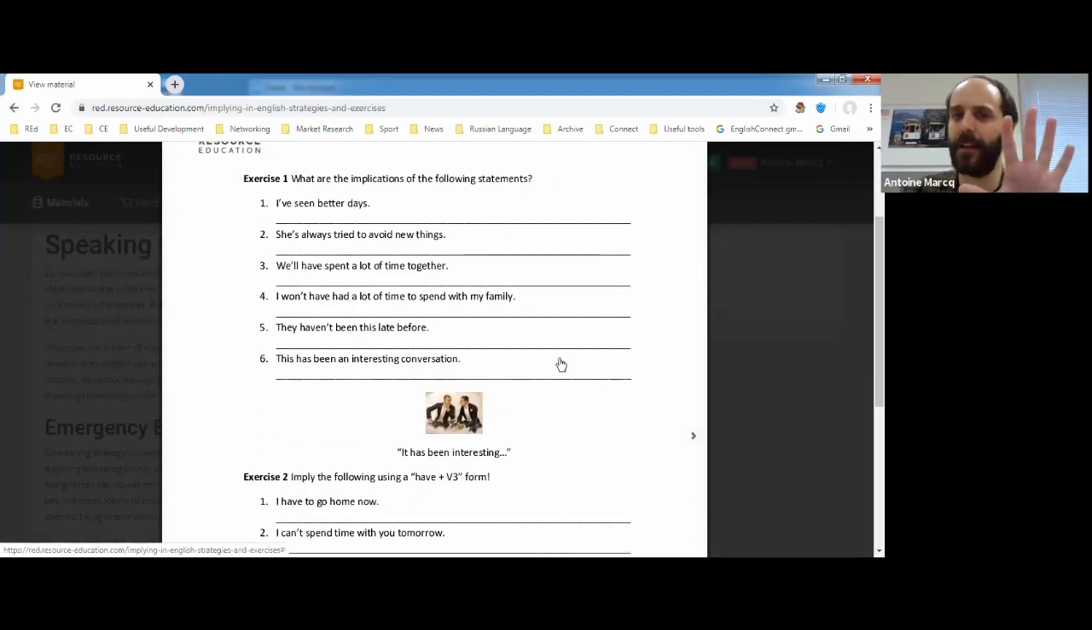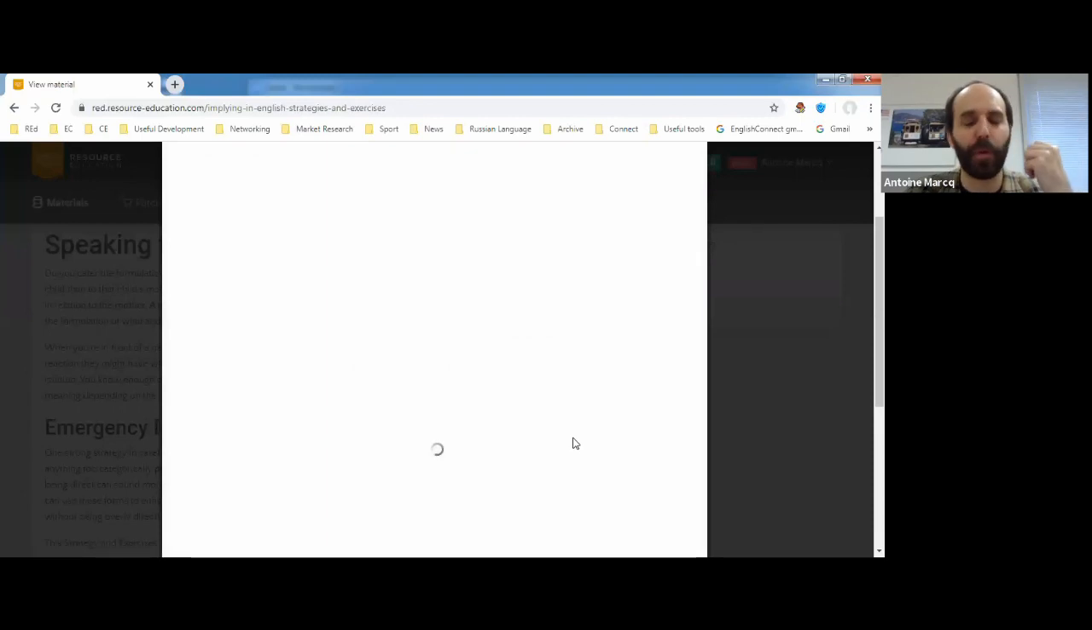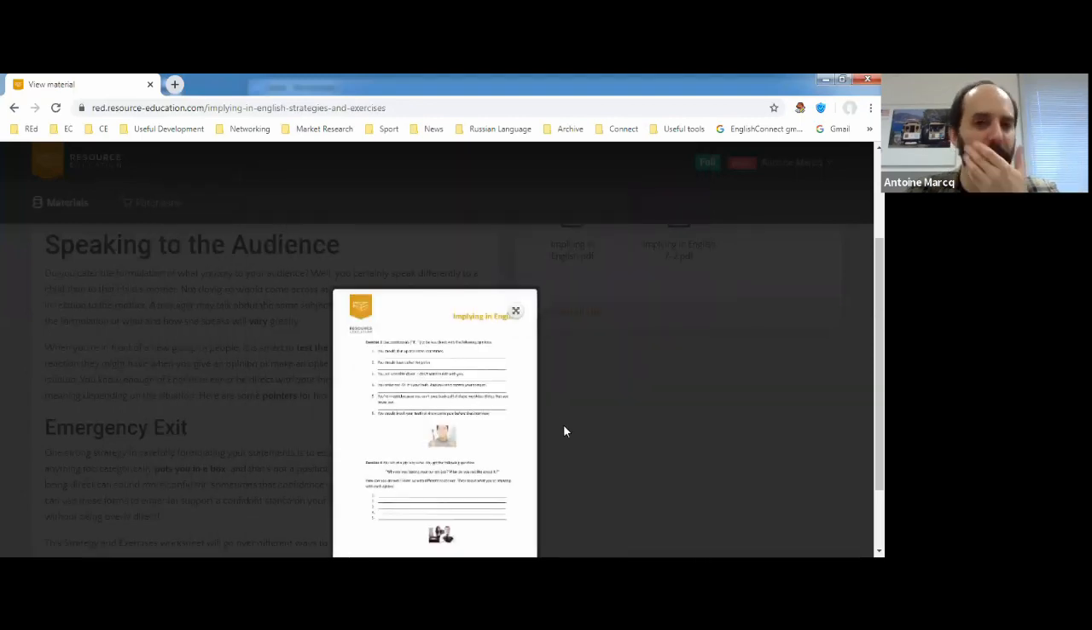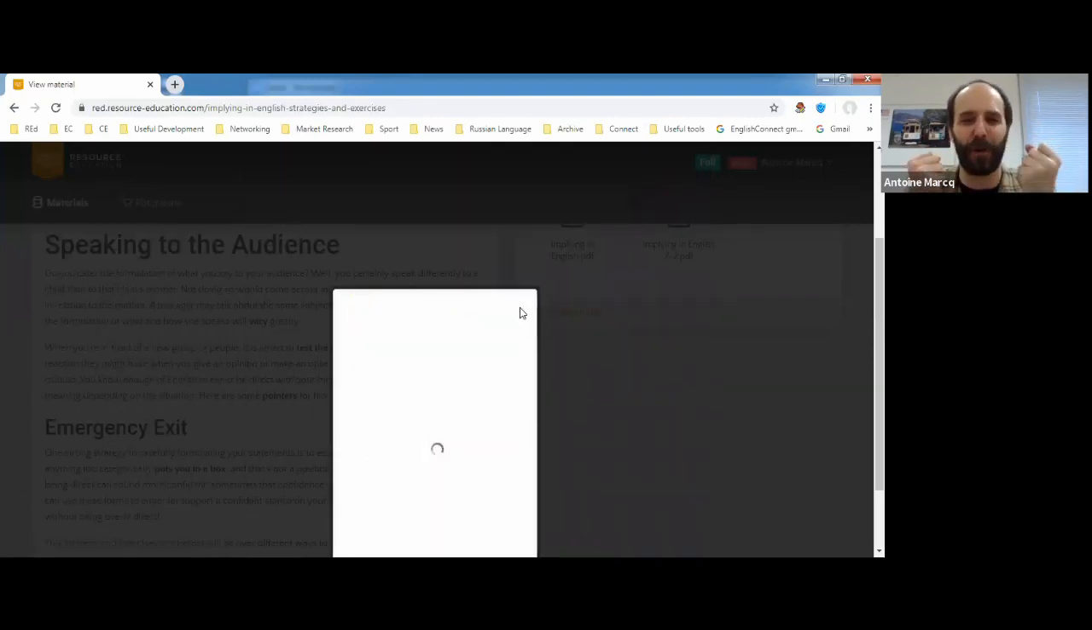So again, as I said, it can be an entire lesson on implying in English, or you can spread these out and feed these to your students throughout the course. This page I would keep for when I'm doing perfect tenses with my students. It's a great way for students to feel perfect tenses.